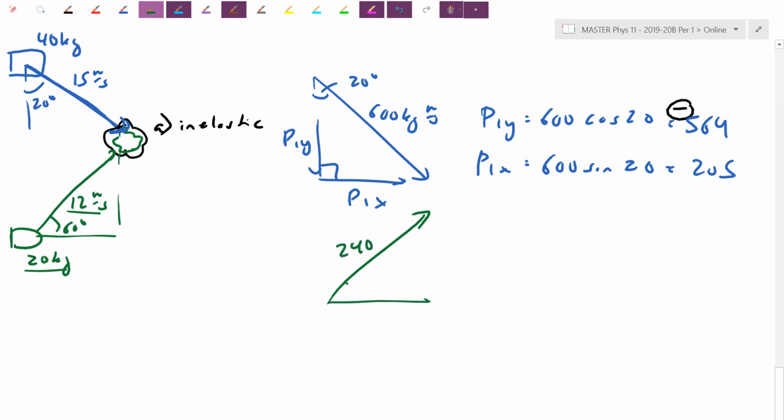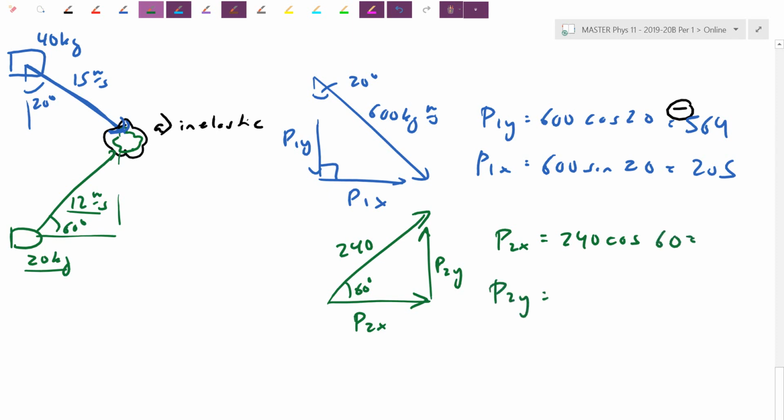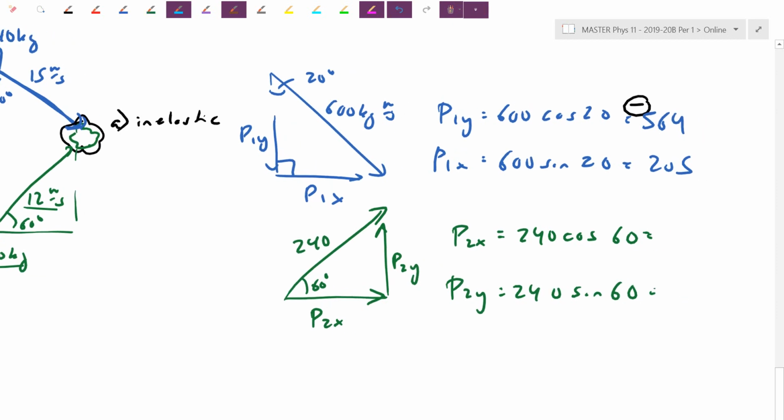It's at an angle of 60 degrees. I'm going to call this here P2x, the horizontal part going to the right. This one here is P2y. P2x is equal to 240 cosine of 60. P2y is equal to 240 sine of 60. So 240 cos 60 gives me 120. 240 sine of 60 gives me 208. I don't need to change any negatives because this is positive and this is positive.